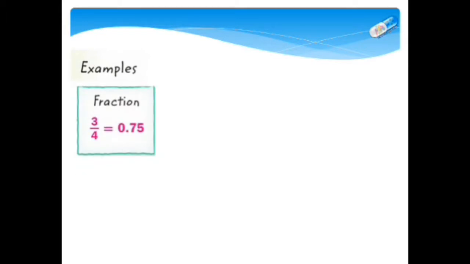Let's have some examples of rational numbers. A fraction is a rational number, so 3 over 4, or 3/4, is a fraction, and it's called a rational number because it is written as a ratio of two integers. 3 and 4 are integers and the denominator is not equal to 0. Also, we can write the fraction as a decimal like this one.